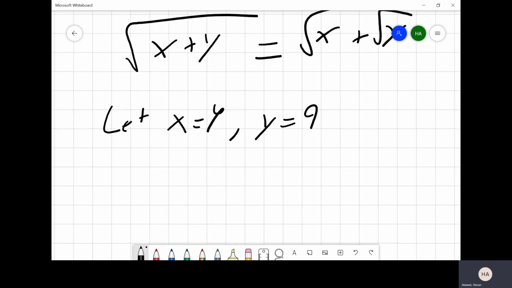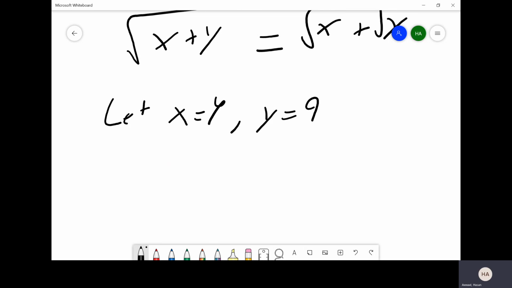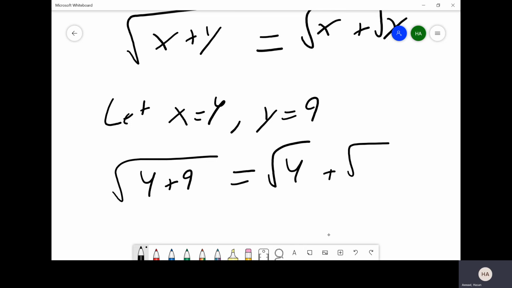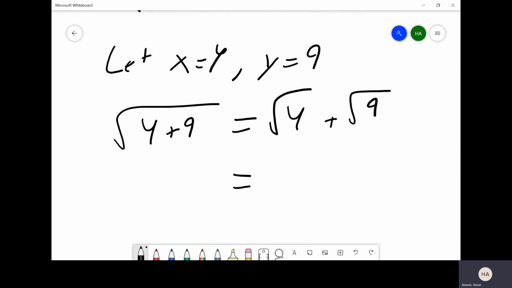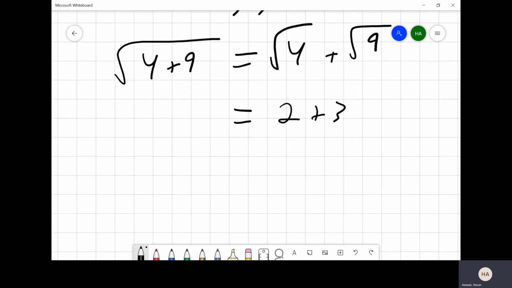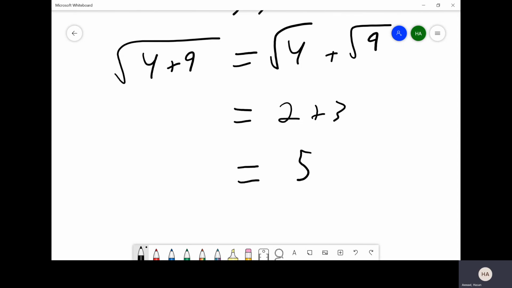Okay, so given what I just wrote, I'm just going to plug in my numbers and see what happens. So we have the square root of 4 plus 9, and then we also have the square root of 4 plus the square root of 9. Now on the right-hand side, the square root of 4 gives us 2, and the square root of 9 gives us 3. So we know that this is going to simplify on the right-hand side to just be 5.